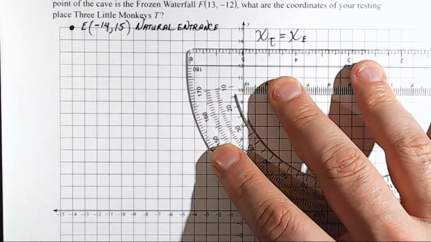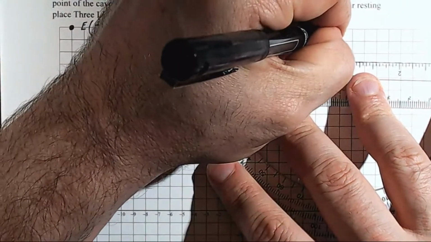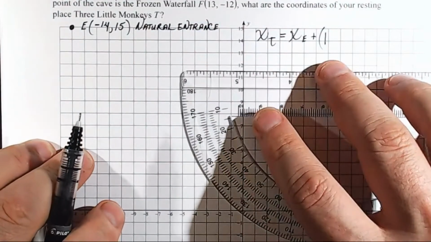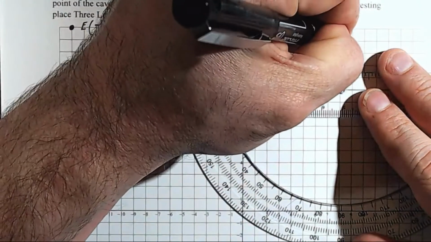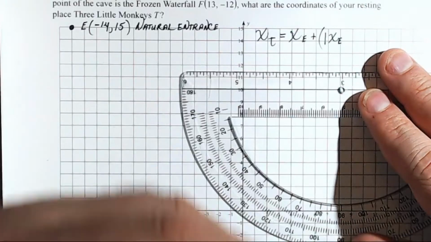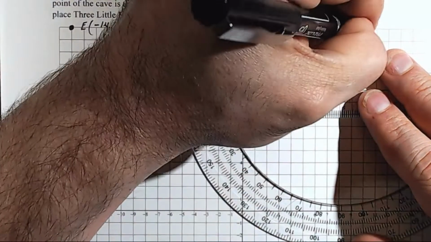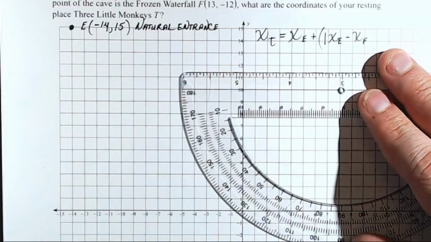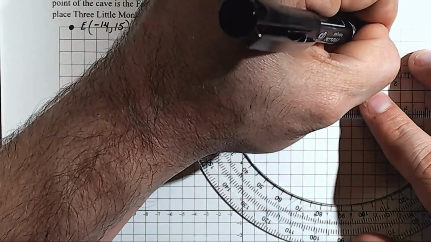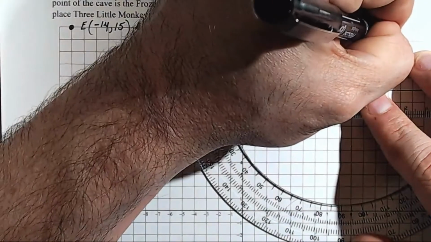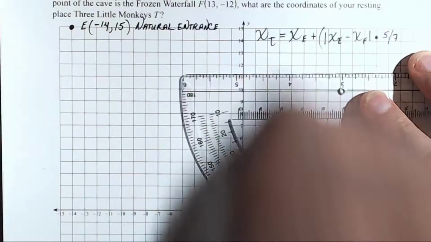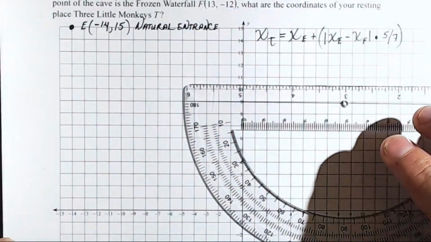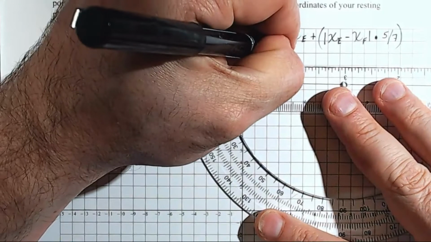And we're going to add the fractional distance plus open parentheses, absolute value. And now we'll find the absolute difference between the starting and ending x coordinates. So this would be x sub e minus x sub f, the frozen waterfall coordinate x value. Close those absolute values, and then multiply all that by 5/7. Okay, close parentheses. All right, so let's substitute in our values and get to work.